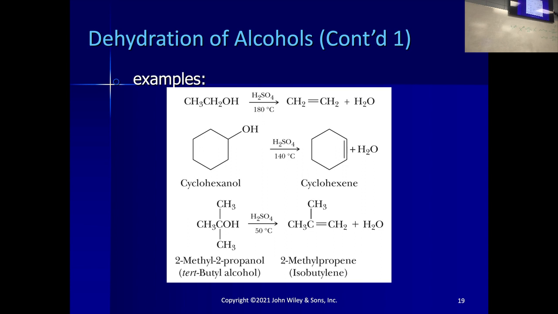You can also take cyclohexanol, react it with sulfuric acid, heat it up at about 140 degrees, you can get cyclohexene. Okay? You can take tert-butanol. You can just warm it up slightly with sulfuric acid and you can get so-called isobutylene or 2-methylpropene. Okay? These are all dehydrations.